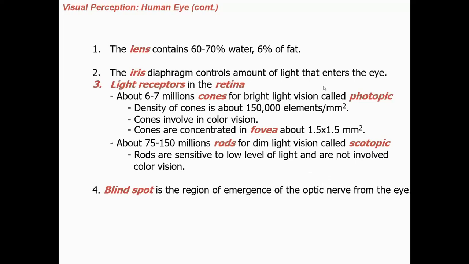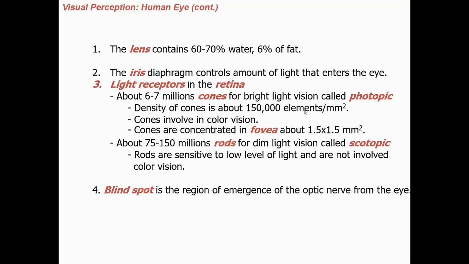vision. It is called photopic vision, and the cone density is about 150,000 elements per millimeter square, and it is involved in color vision. Cones for color, CC. You can remember like that. So cones for color vision, and it is concentrated heavily in the fovea, about 1.5 by 1.5 millimeter square. It is heavily available at the place of fovea.